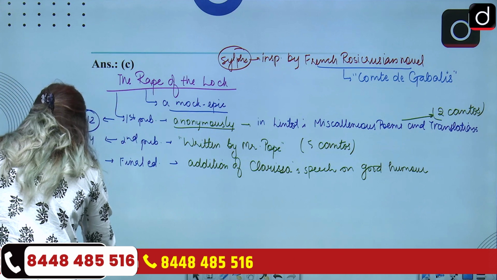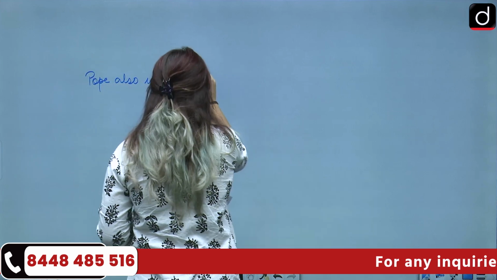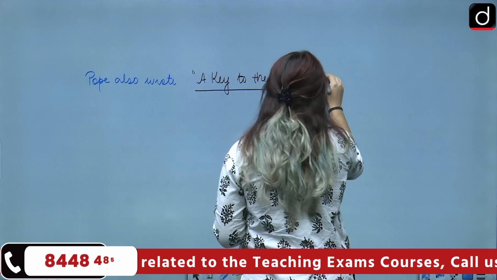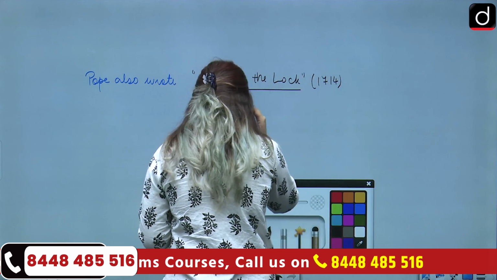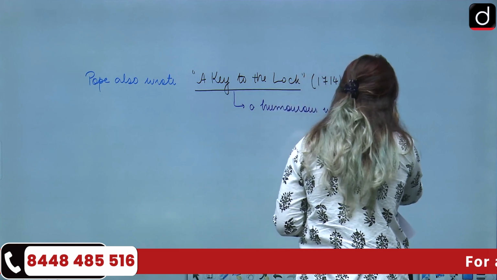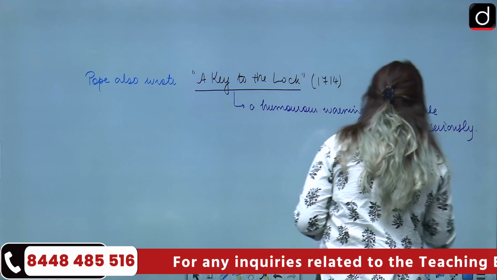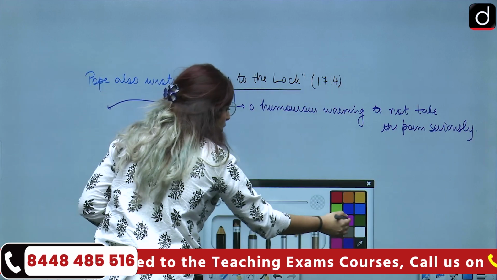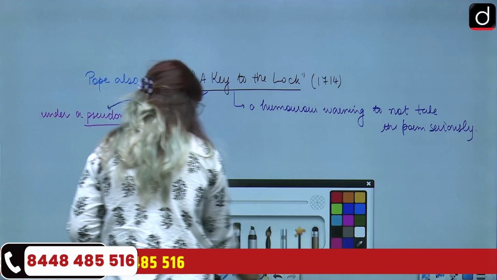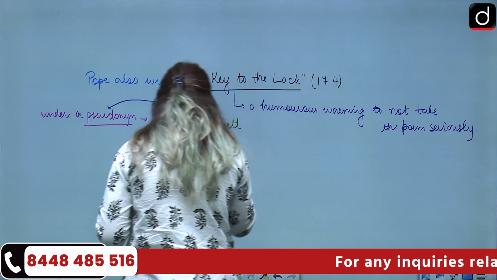Pope also wrote, note down here, A Key to the Lock, a work that he wrote in the year 1714. A humorous warning to not take the poem seriously. Okay, don't take it seriously. And this work, Key to the Lock, was written under a pseudonym, meaning a fake name. What was the pseudonym that Pope used here? It was Esdras Barneveldt.